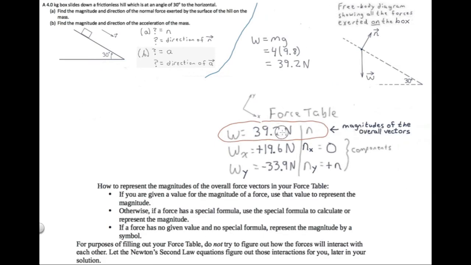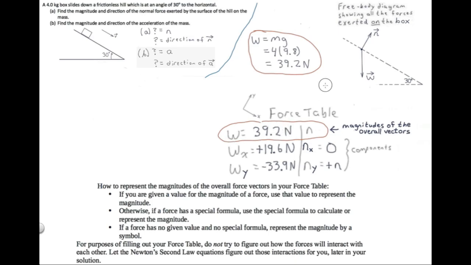In the first row of the force table, we represent the magnitudes of the overall force vectors. We are not given a value for any of the magnitudes of any of the forces on this problem, but we do have a special formula for finding the magnitude of the weight, and we use that to find that the magnitude of the weight is 39.2 newtons.